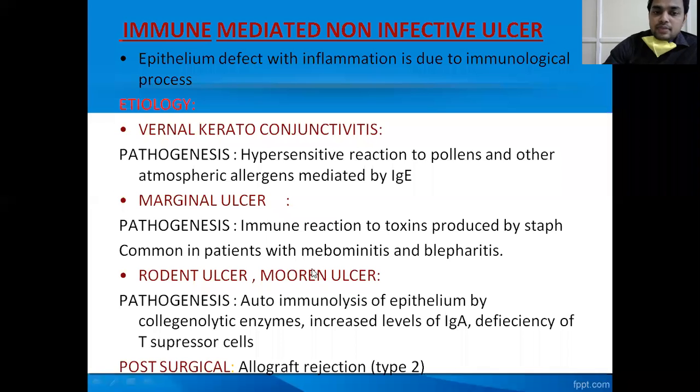Next one is rodent ulcer or Mooren's ulcer. This ulcer is because of the autoimmunolysis of the epithelium by collagenolytic enzymes. There is increased level of IgA and deficiency of the T suppressor cells. And post-surgical, that is after corneal transplantation, if there is any graft rejection, there is a chance of immune mediated corneal ulcers.